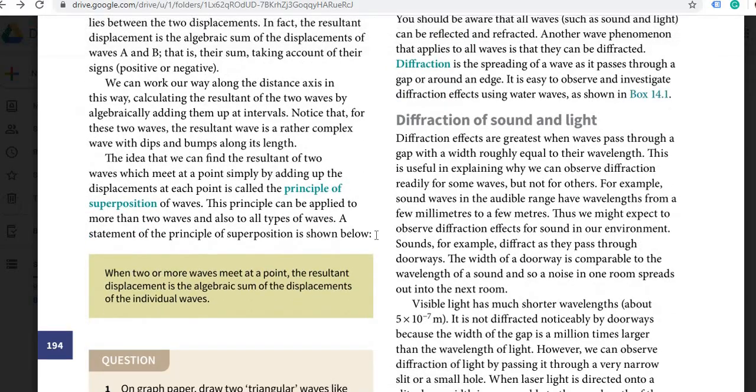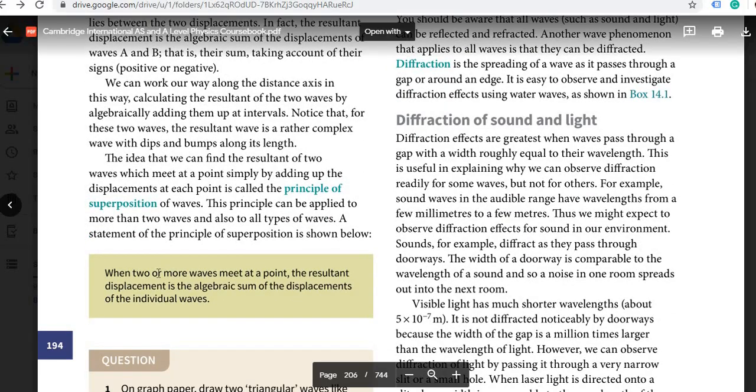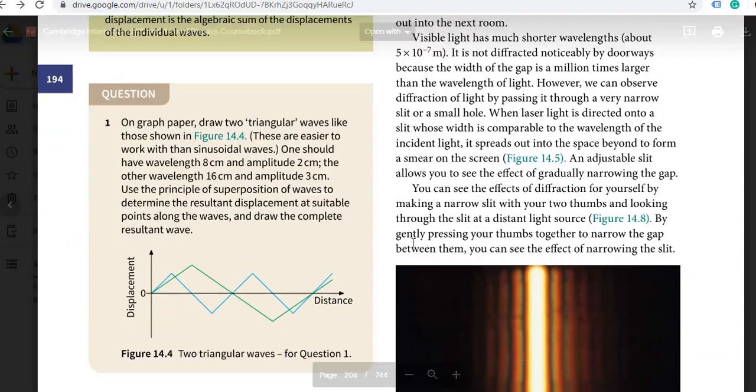Okay, so we have the principle of superposition. When two or more waves meet at a point, the resultant displacement is the algebraic sum of the displacements of the individual waves. Now I think you understand it better. Okay, then we have diffraction.